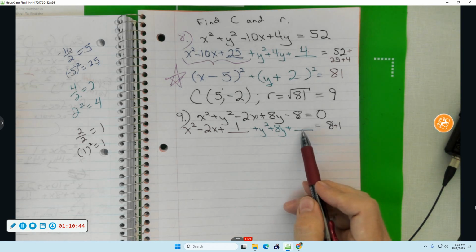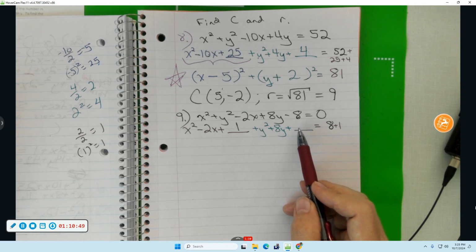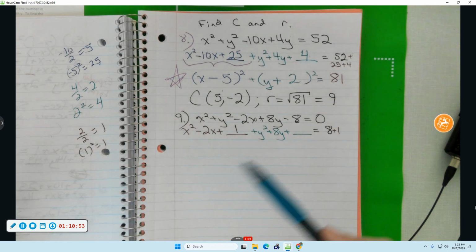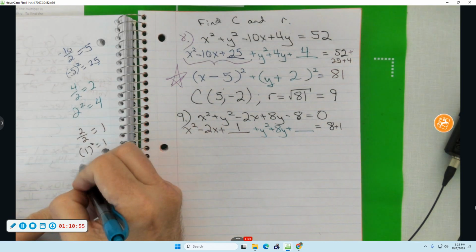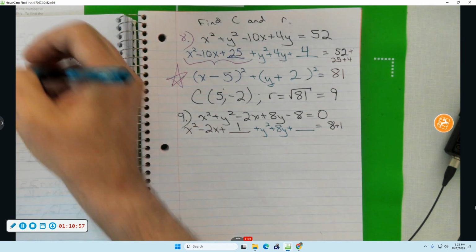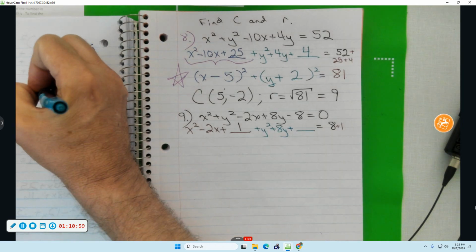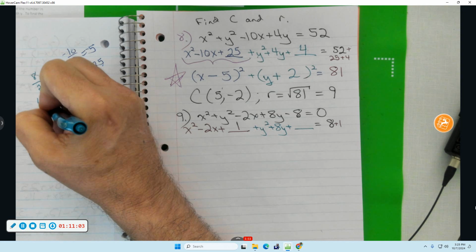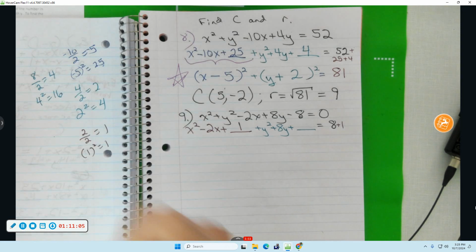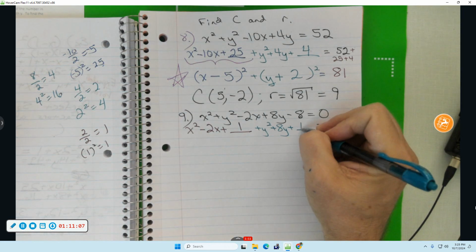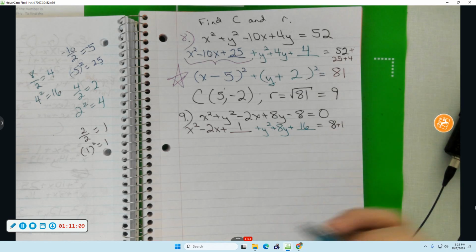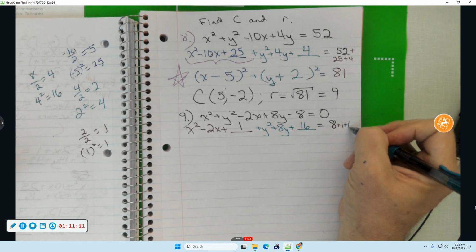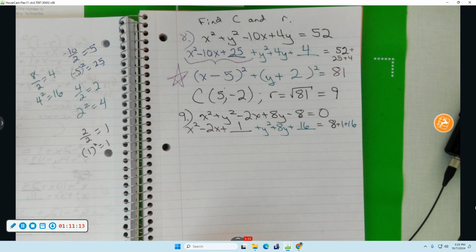What number is going to be added beside the y terms? Y squared plus 8y. 16. You took half of 8. Half of 8, here's my scratch work. I'll do it right here. Half of 8 is 4. And then you say 4 squared is 16. So you put the 16 here. Go ahead and add it to the right now so you don't forget about it.